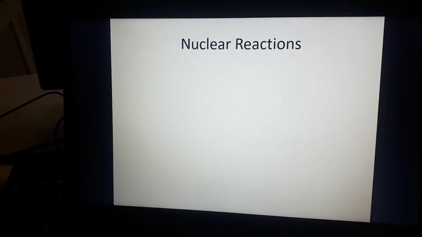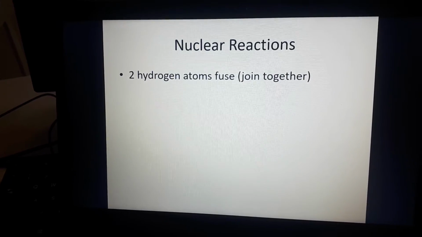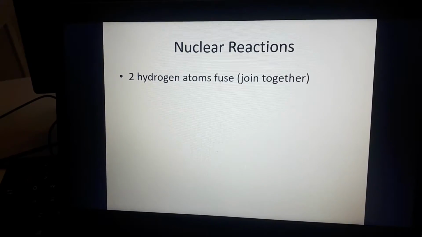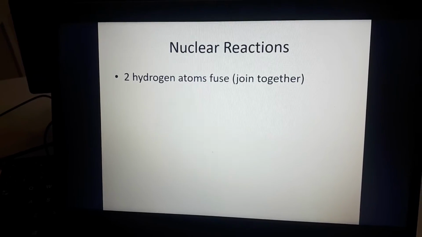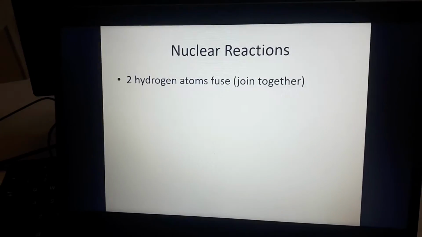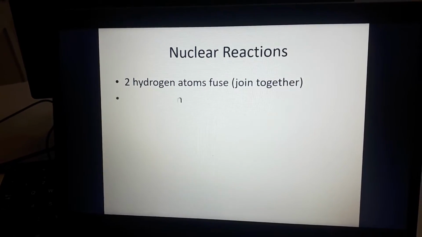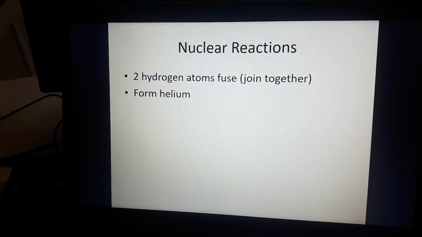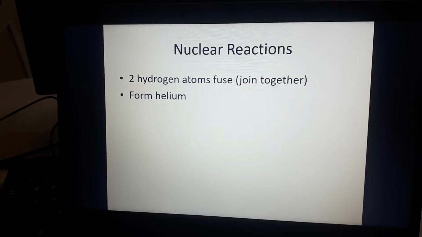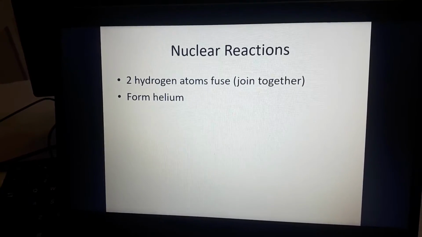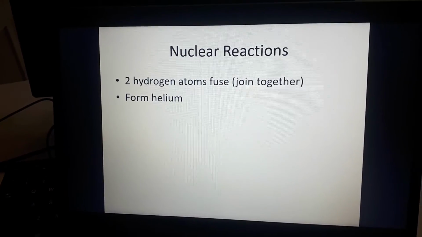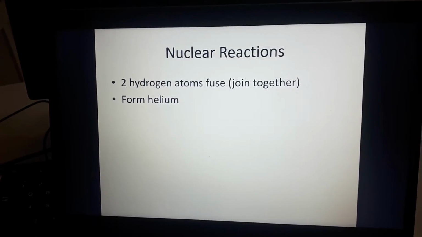So what happens in these nuclear reactions? We've two hydrogen atoms fusing, and to fuse just means that they join together, okay? And again, we've looked at hydrogen. It is the first element in our periodic table. And when they join together, they form helium, and helium is actually the second element in our periodic table. Remember, my symbol for hydrogen is H, and my symbol for helium is He.